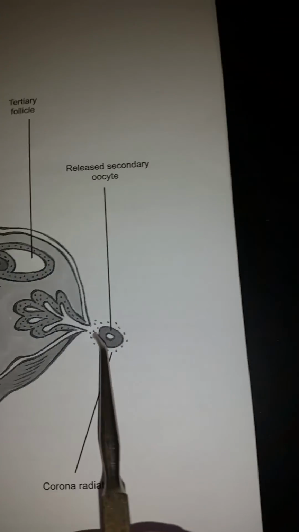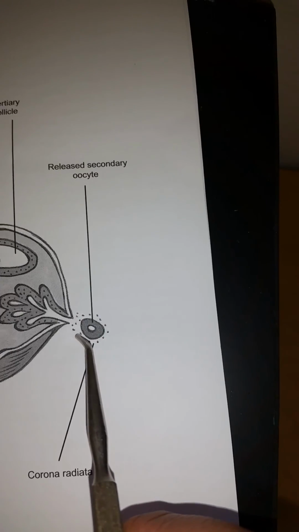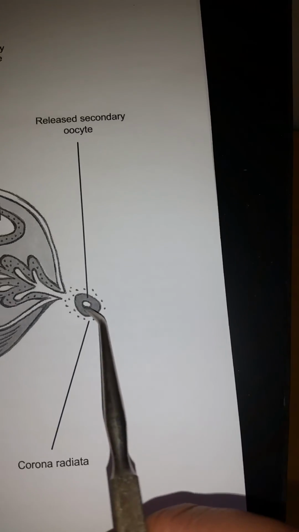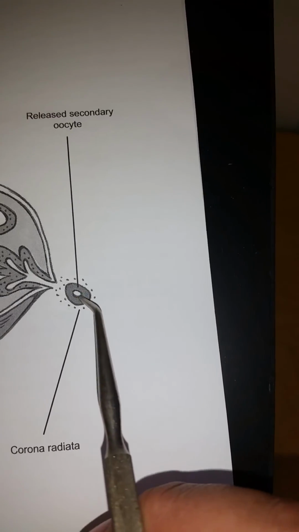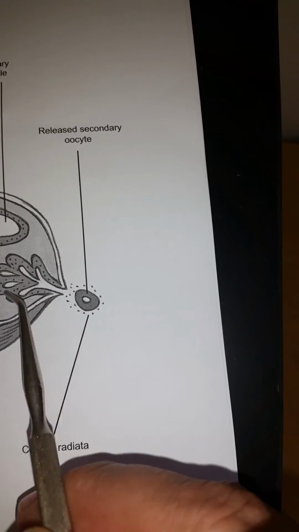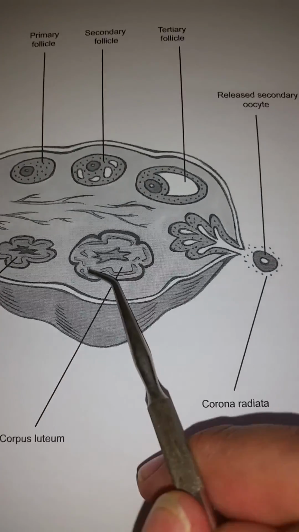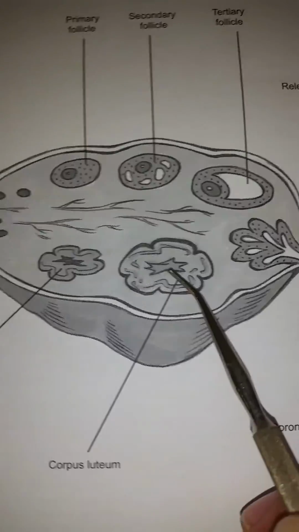the secondary oocyte, and the secondary oocyte will be surrounded by corona radiata, which are these radiations right here. So this is a secondary oocyte that's been released out of these tertiary follicles. This part, the remaining part after releasing the secondary oocyte, will become the corpus luteum, and corpus means body, luteum means yellow, so this is the yellow body.